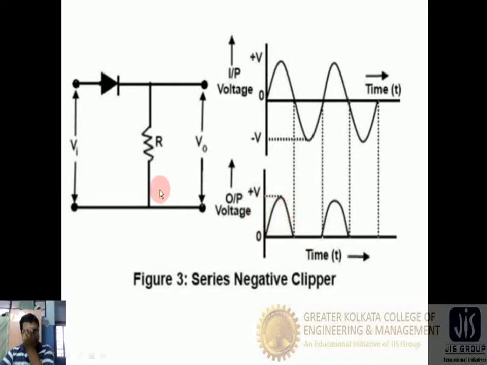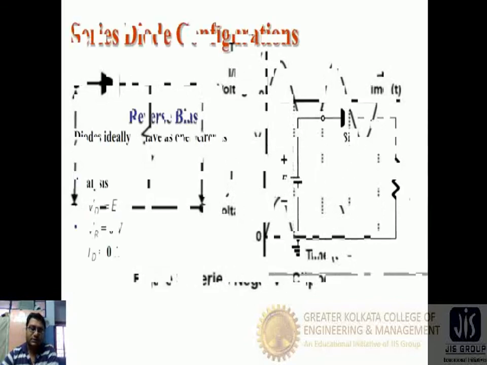So in this way, in case of the forward peak we can get the output, but in case of the negative peak, when it is in the reverse bias condition, this diode is in reverse bias state and does not allow current to flow. It acts as an open circuit, so there will be no current flow and we cannot get any output. So in this way, it is the working principle of the negative clipper circuit.